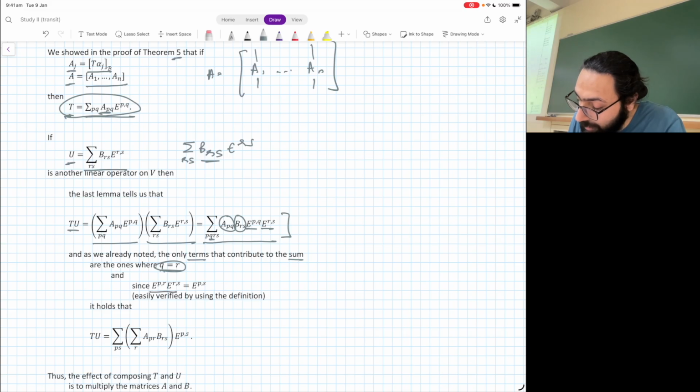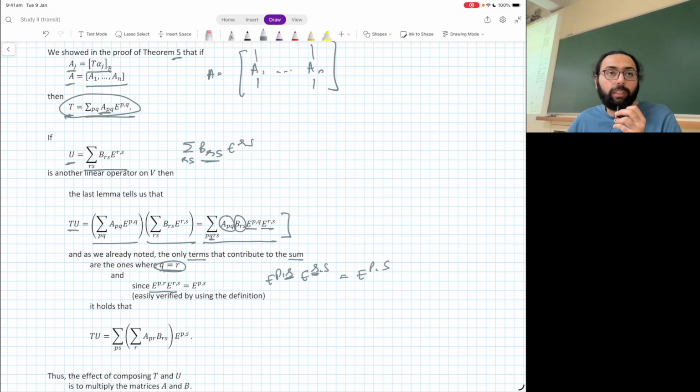And also we have that EPR. So EPR, ERS is the same as EPS. One just needs to plug in the definition, and you will see that the same little r doesn't make it. So this just acts as a limiter. So in the end, this is going to be the same as EPS.